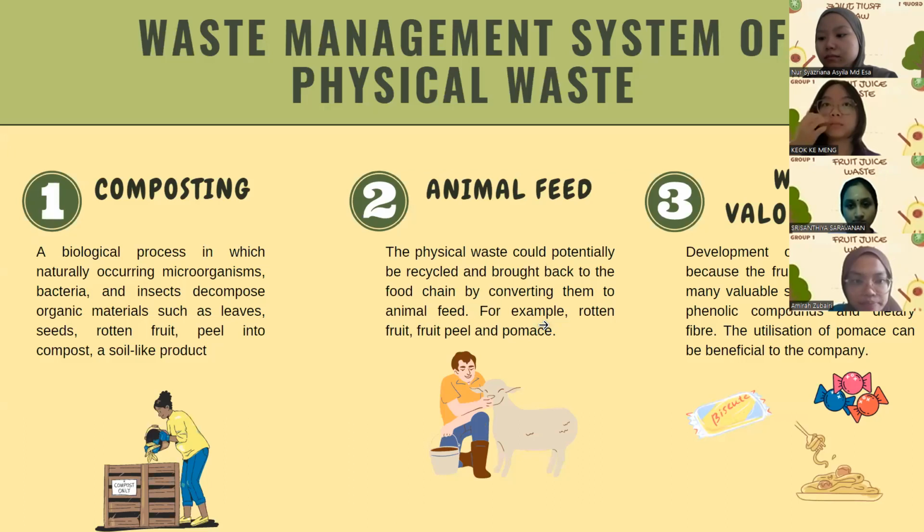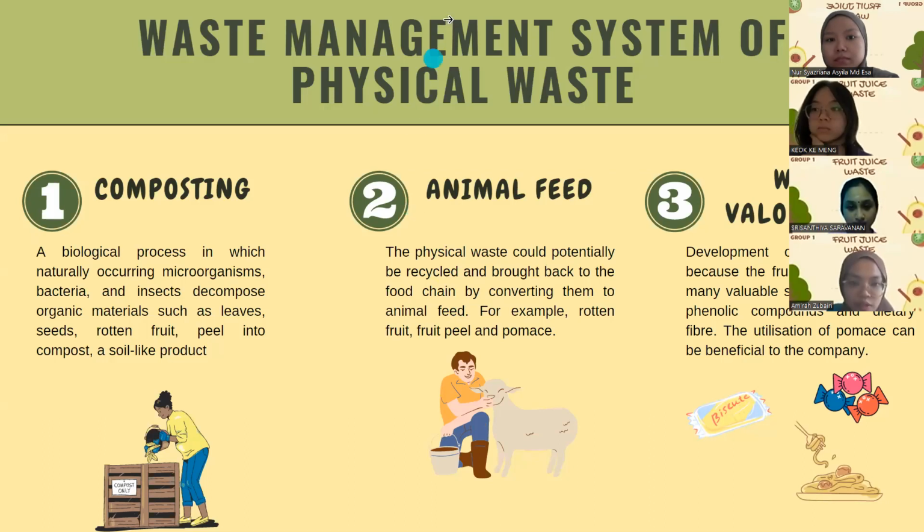Okay, next. This is the suggestion of physical waste management system that can be applied to a fruit juice company. Firstly, composting. Compost is a biological process that occurs naturally, where microorganisms, bacteria and insects will decompose all the organic material from the juice industry waste, such as the leaf, seeds, rotten fruits, and it will look like soil for the compost. So this will be beneficial to the soil as it improves the nutrient in the soil.